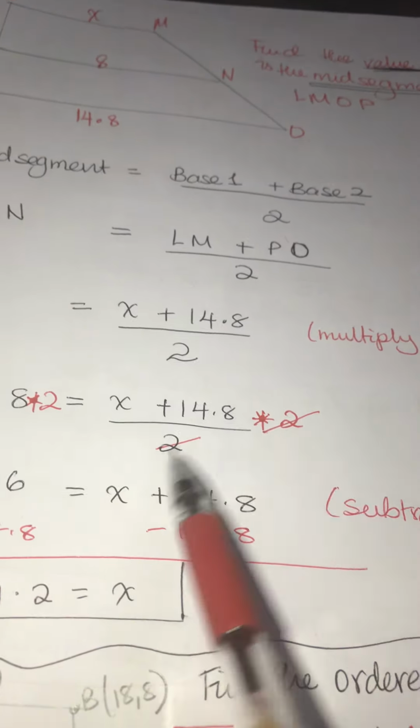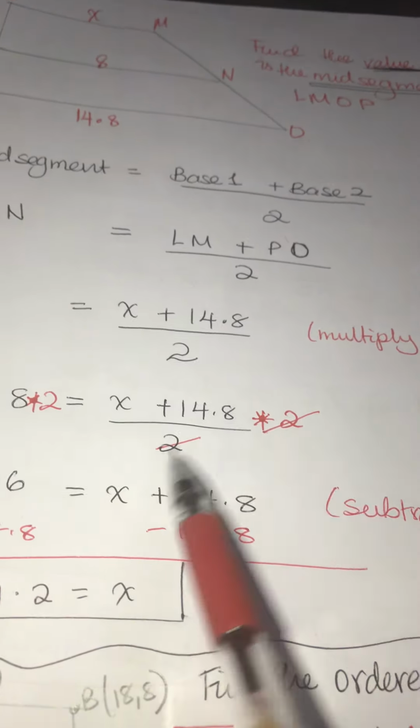Remember, your line segments will never be negative. Never. You're measuring length. Length will never be negative. It's distance. The distance from L to M must always be positive. Always. All right.